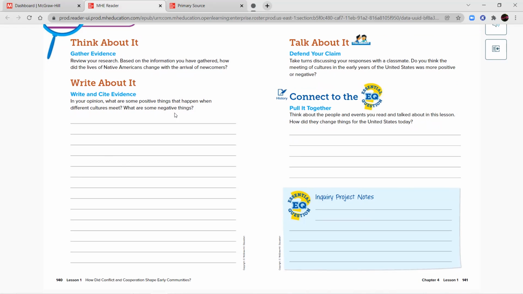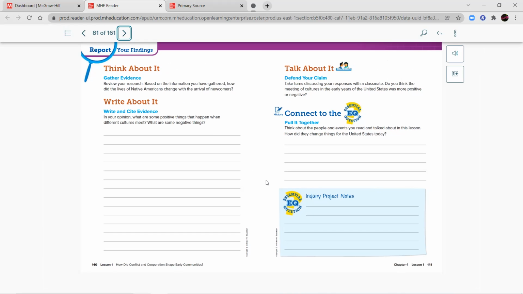And then for your connect to the essential question, it says think about the people and events you read and talked about in this lesson. How did they change things for the United States? So you can talk about how Native Americans lived, the influence and the effect that the settlers had on life, and not just where they're living, but how they were living, their cultures, their religions, their general way of life. All of that information you can list there. Make sure you use complete sentences and very neat handwriting.